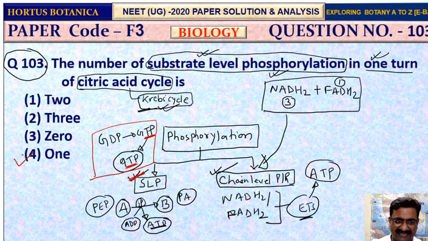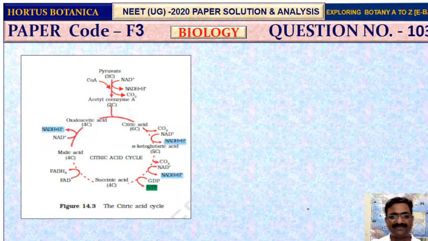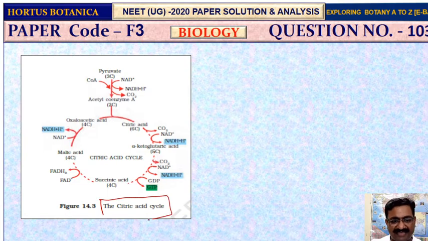Exactly, it's 1. As I told you, this is a direct question, very easy question, and directly associated to your NCERT line. How? Take a glimpse. Yes, this is the very simple explanation of NCERT. This is the citric acid cycle, the Krebs cycle.